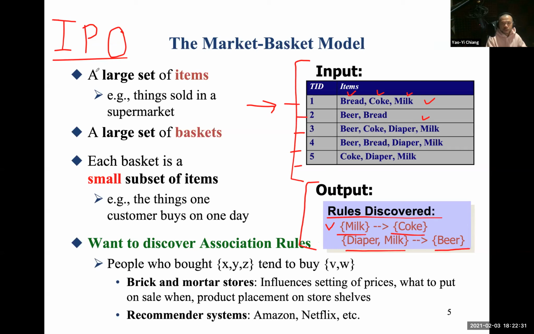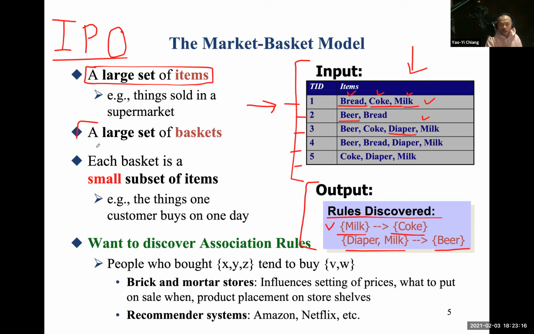So a few assumptions here. We have a large set of items. This will be all the items you can purchase from the supermarket or online store. Given the example here, how many different types of items do we have? Anybody? Someone says 5, let's try. Bread, Coke, milk, 3, 4, diaper, 5. Right, if you're Amazon, the number of different types of items that can be in a transaction would be millions.